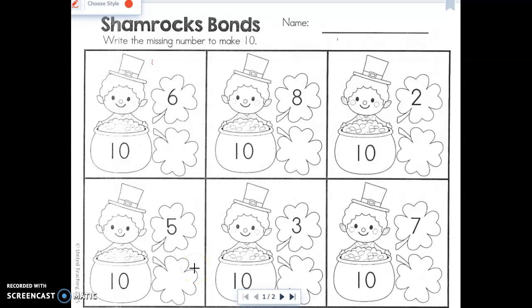Okay, our math lesson for today is to practice some number bonds. So we have some Shamrock number bonds. It's been a while since we've done these, so I want to go over this real quickly and remind you of how we do these.